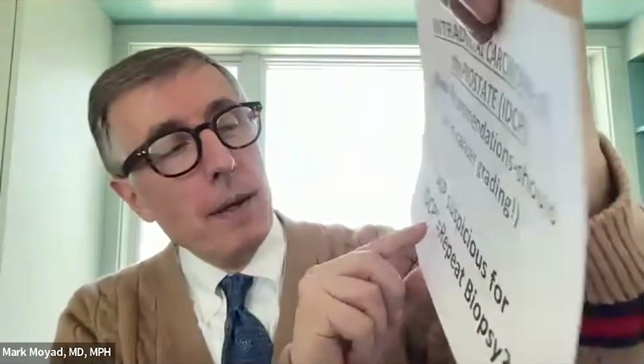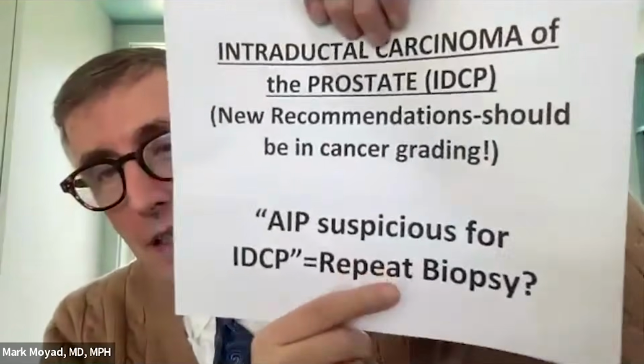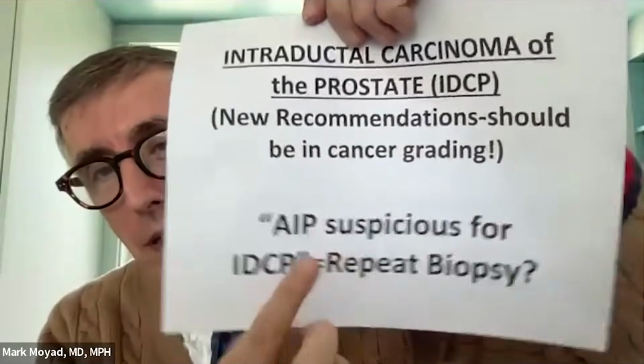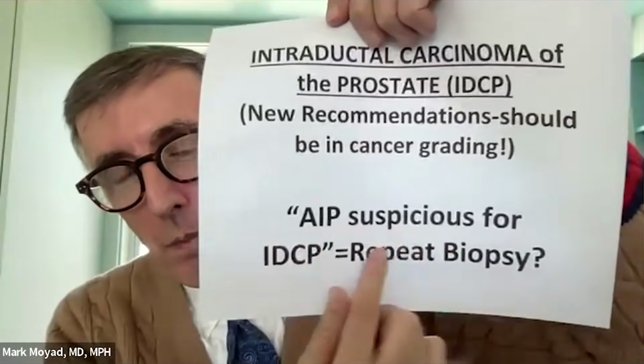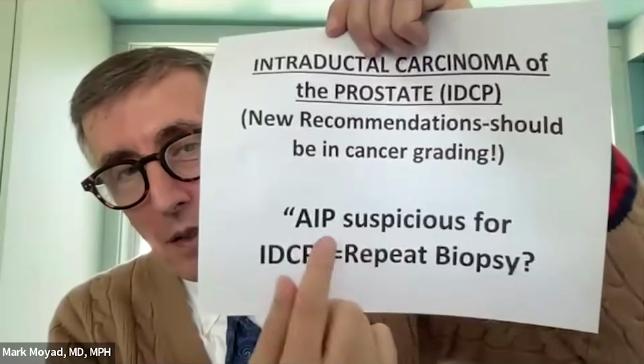Can you explain this one more time? I'm so glad I made a sign of it. Intraductal carcinoma of the prostate. You're saying AIP is another marker suspicious for IDC, for intraductal carcinoma of the prostate. Can you just once more repeat this? This is making my head spin.